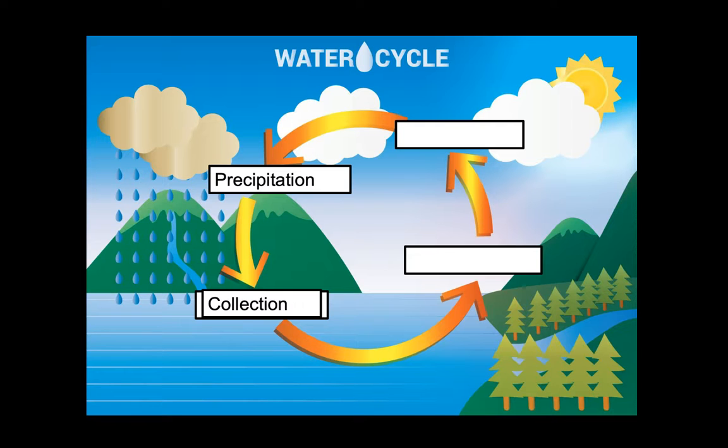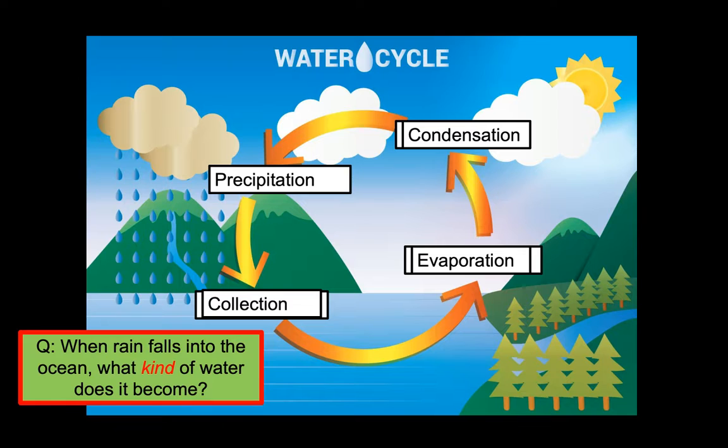Then, as it heats up, it's going to evaporate off the surface where it enters into the atmosphere. And then, at a certain height in our atmosphere, it is going to reach that 0 degrees Celsius mark and condense. And once there is enough water vapor in those clouds, it is going to precipitate, and the whole cycle begins again.